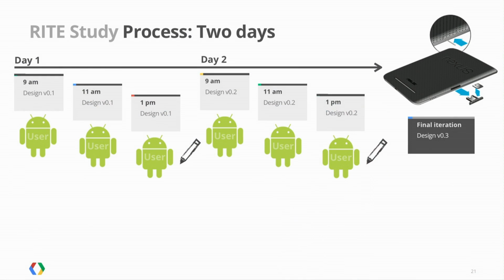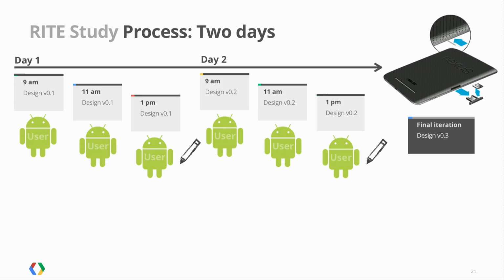So here is the 2-day RITE method example. For the 2-day RITE method, the first design iteration can be made after all 3 users perform on the first day, and then you test the new design with 3 users on the second day. And then you make additional design changes after all users are finished.